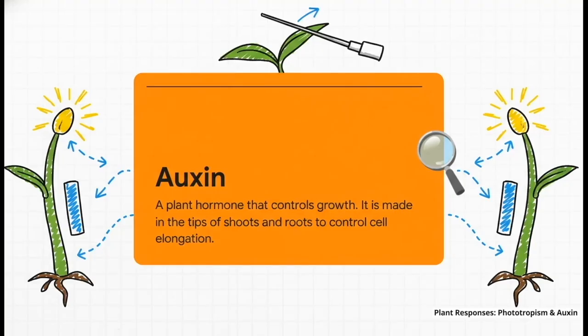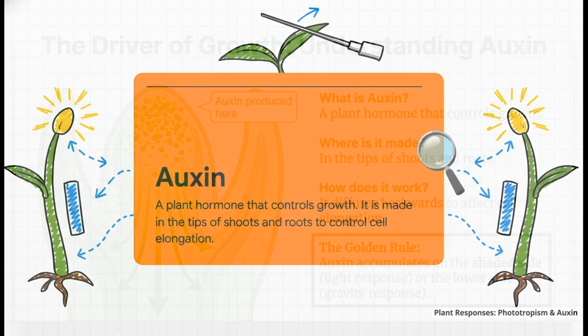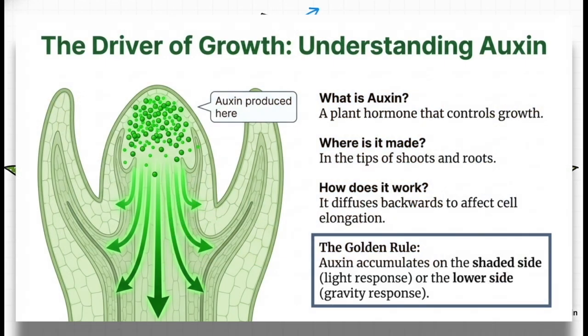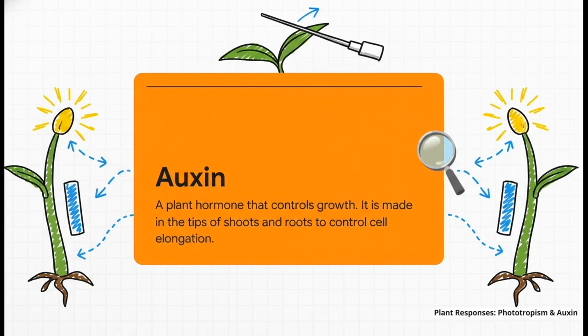So what's the secret ingredient making all this happen? Well, it's a plant hormone called auxin. You can think of it as the master growth controller. It's made right at the very tips of the shoots and roots, and its whole job is to tell the cells just behind the tip how much to grow and stretch out.